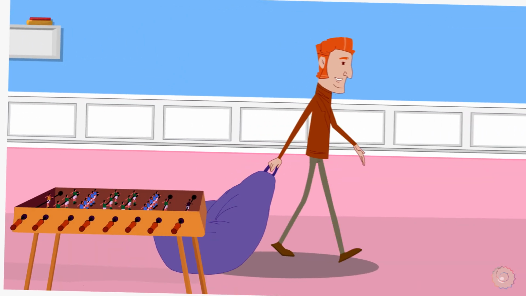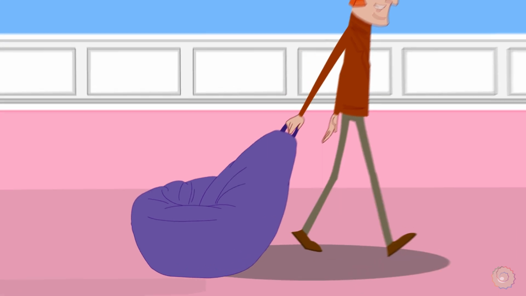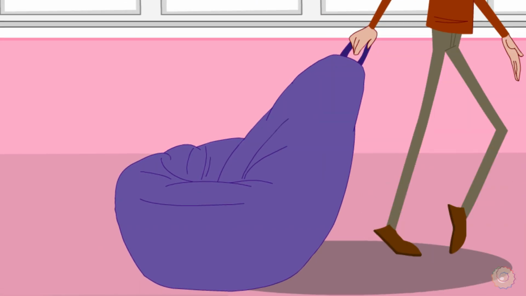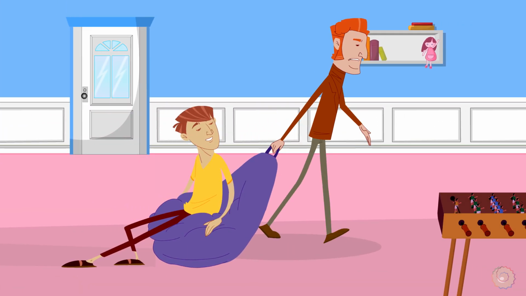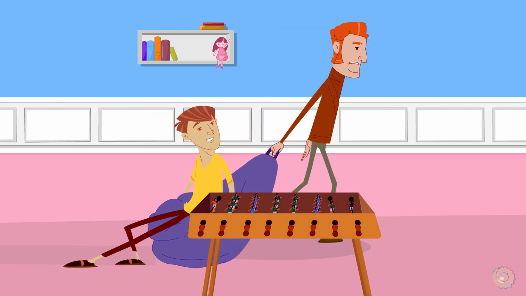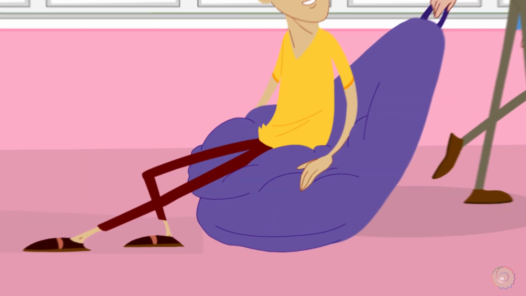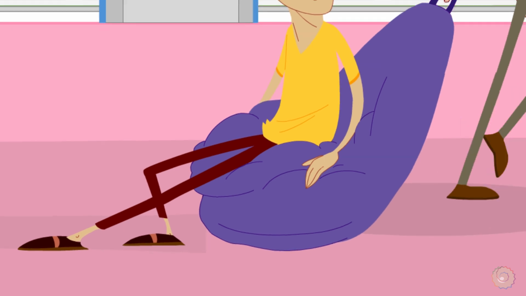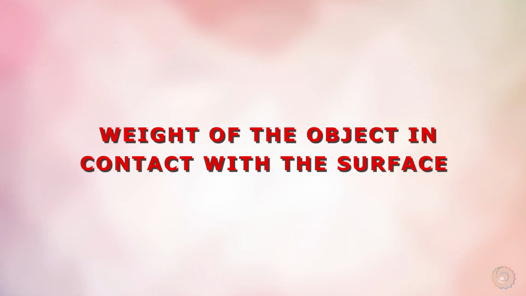Imagine you want to move that beanbag in your room a little. What you will do is just grab it and move it with ease. Now, will it be that easy if your friend was sitting on it? No. Why? Because with your friend's weight added, the beanbag now presses harder to the floor, thereby increasing the force of friction. The third is the weight of the object in contact with the surface.